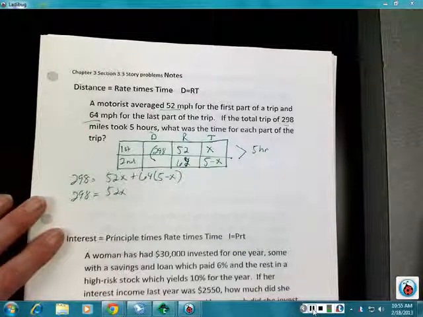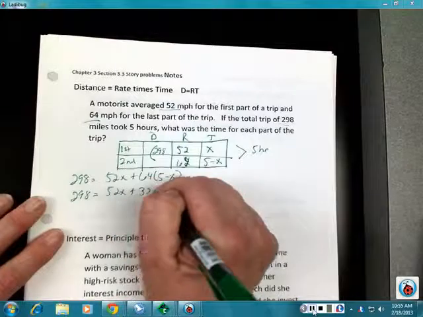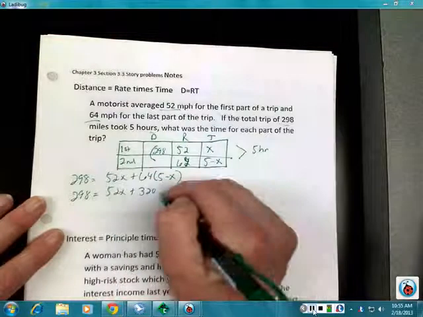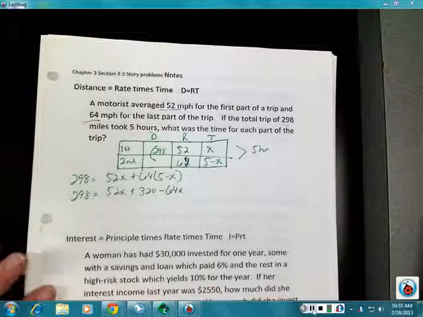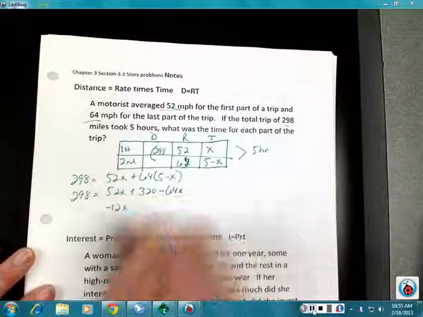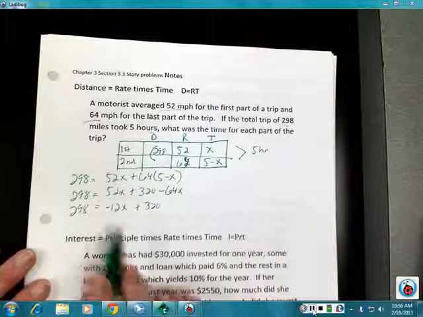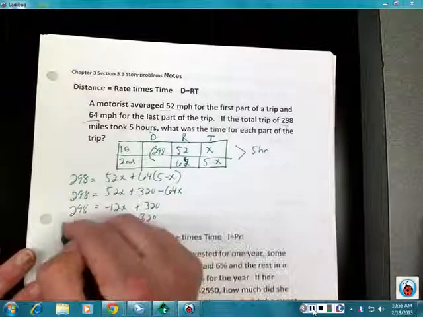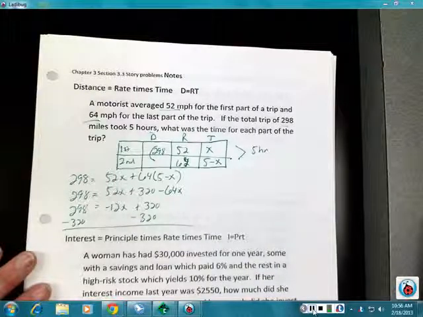What's 64 times 5 going to give you? What do you get with that one? 320? Okay. 64 times a negative x is a negative 64x. Combine like things, so if I put 52x and a negative 64x together, plus 320. Then, to get x by itself, I subtract 320. So, 320 minus 298.